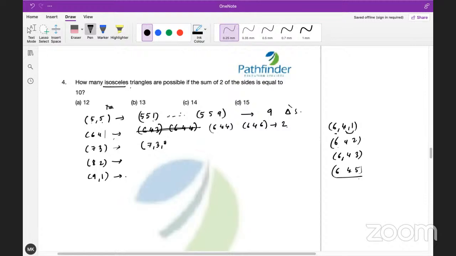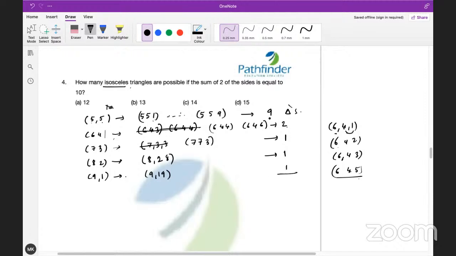Similarly, can we have a triangle 7, 3, 3? No. Why? 3 plus 3 doesn't add up to more than 7. 6 is not greater than 7. So we can have a triangle 7, 3, 7. Yes, we can have this triangle. How about 8, 2, 2? 8, 2, 2 can't form a triangle, but 8, 2, 8 can be a triangle. So one triangle here. Similarly, 9, 1, 9, another triangle.